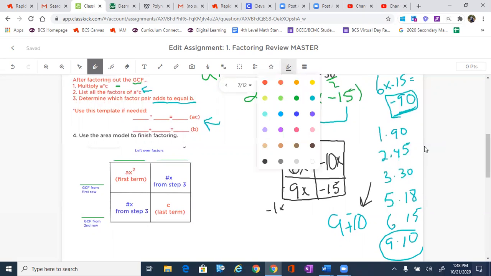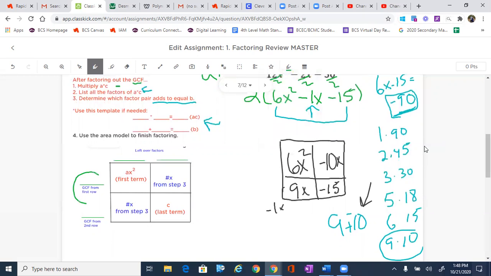Now, you'll notice over here on the side of the box, it says greatest common factor from the first row, greatest common factor from the second row. So that's what we look for. I've got 6x squared and negative 10x. They both have an x, and they're both divisible by 2. Okay, then what I'm going to do is find the greatest common factor of the second row. Okay, right here.